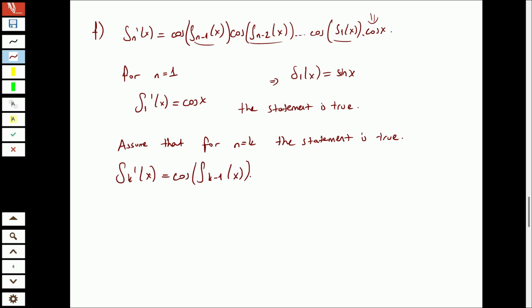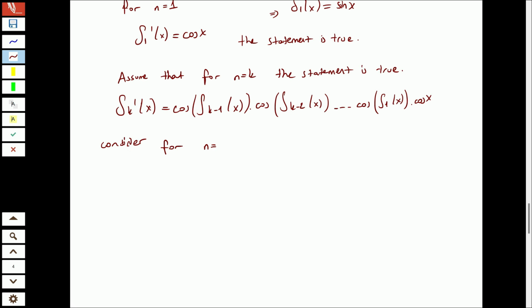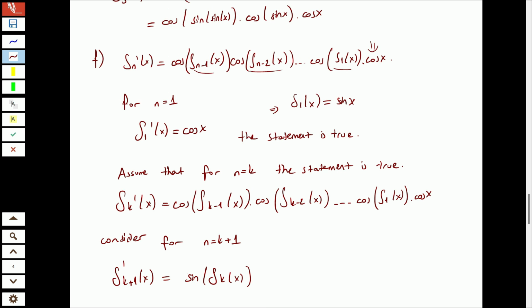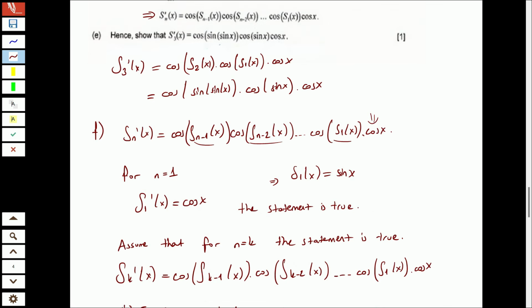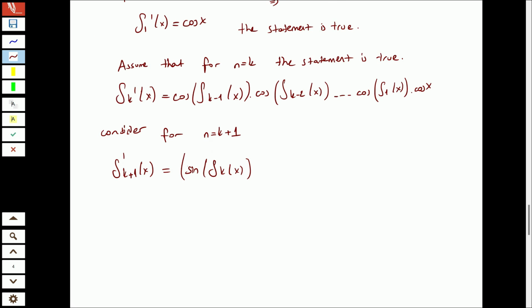Now we're going to show that it is also true for n equal k plus 1. Consider n equal k plus 1, which is the derivative of f sub k plus 1 of x. I know that s sub k plus 1 is going to be sine of s sub k of x, because s sub k is the k terms of sine x. And we will look for the derivative of this expression.